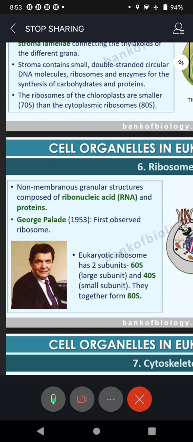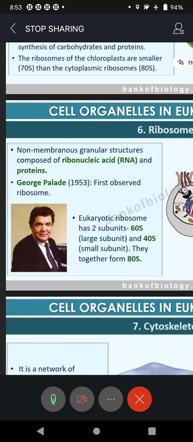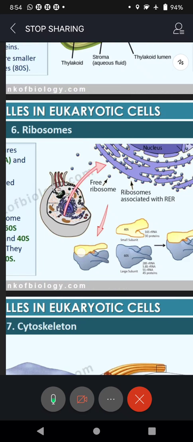Again, a UPSC NDA question: contribution of scientists towards the development of science. There, many scientist names will come, and you have to remember that. Ribosomes are non-membranous granular structures composed of RNA and proteins. George Palade in 1953 observed ribosomes for the first time. Eukaryotic ribosomes have two subunits, 60S and 40S, and together they form 80S ribosomes. I told you already, do not think in terms of mathematics. The bigger one is 60S, the smaller one is 40S, 60 plus 40 is 100, but it becomes 80S. Why? It is only density we are speaking of, not numerical values.